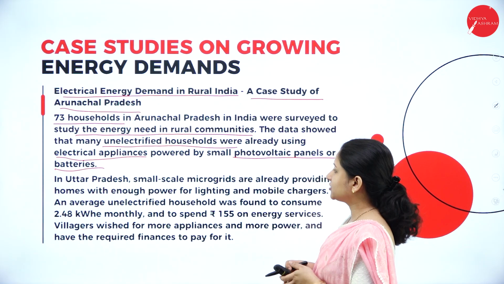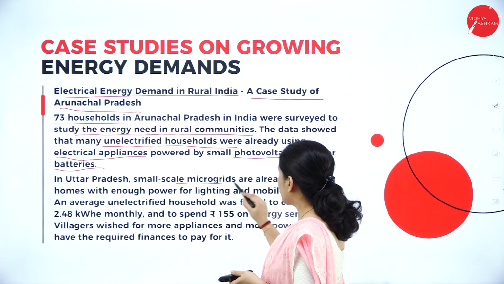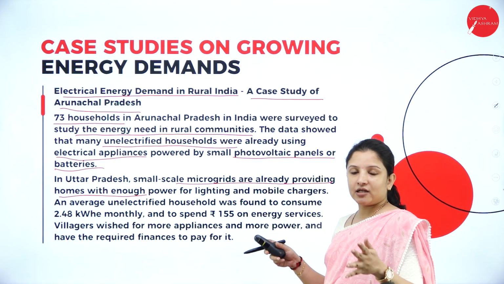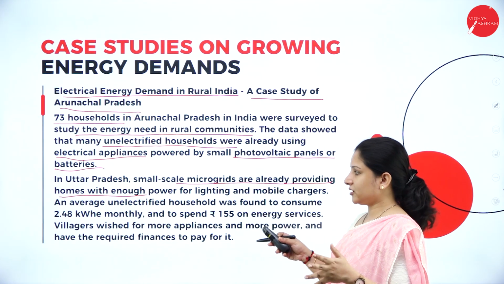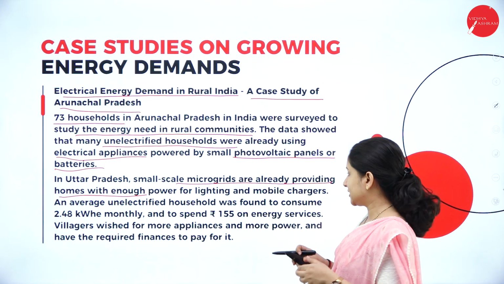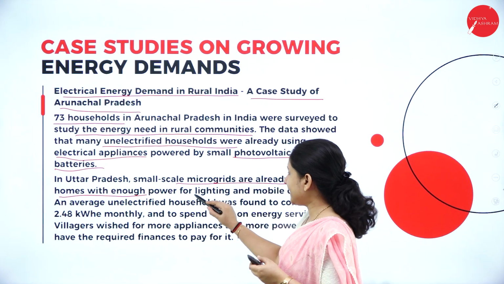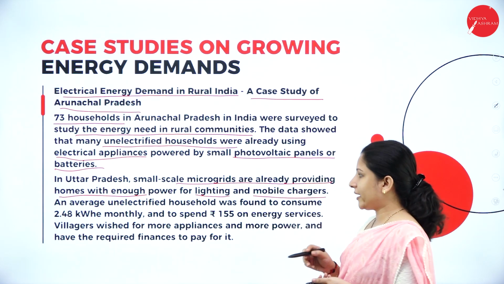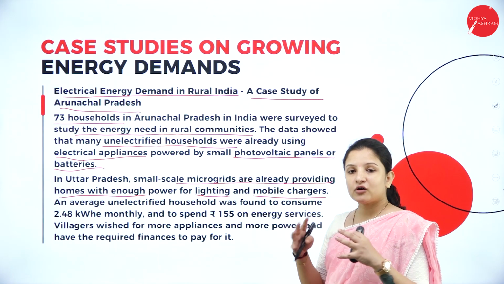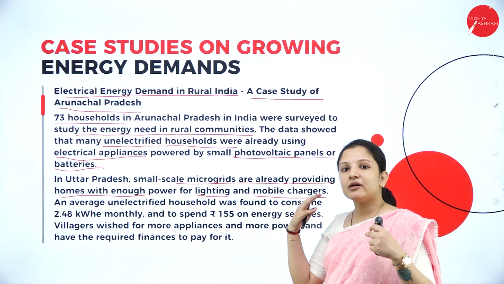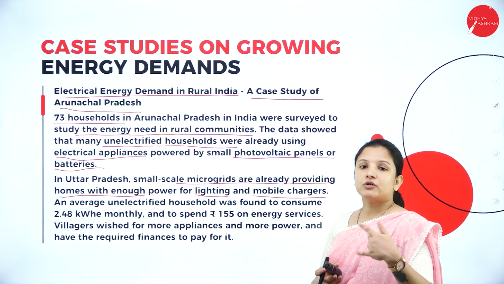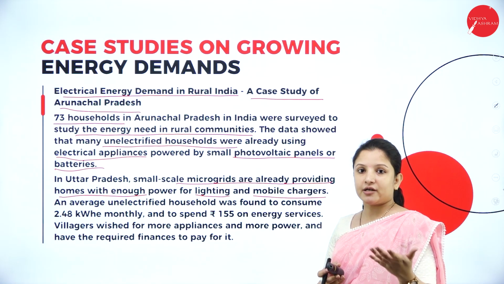And in Uttar Pradesh, small scale microgrids are already providing homes with enough power. So there are small scale energy generating units in Uttar Pradesh. They are already providing many homes with enough electricity, which is sufficient for lighting as well as for charging the mobile. But still, people are not satisfied because they need to use even better equipment or electrical appliances, maybe to run a TV, a washing machine, a refrigerator and all that.